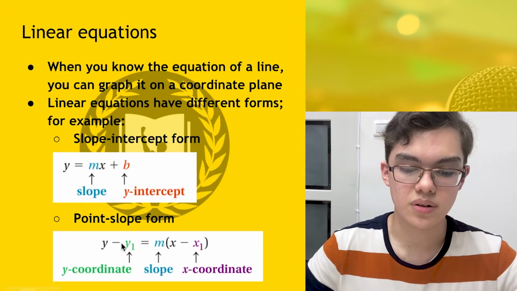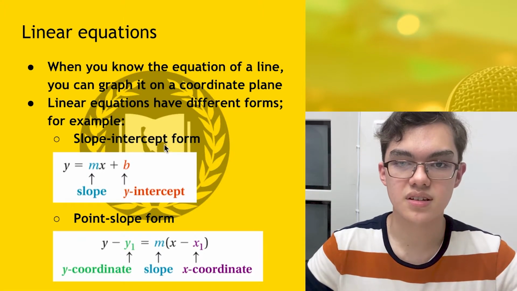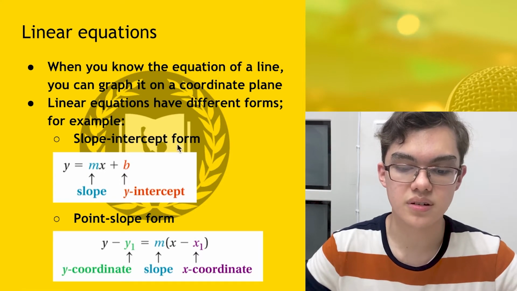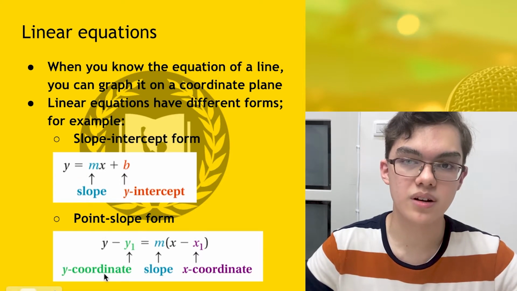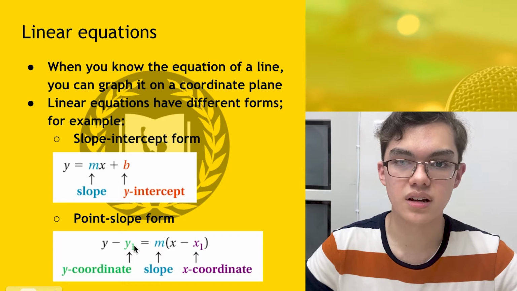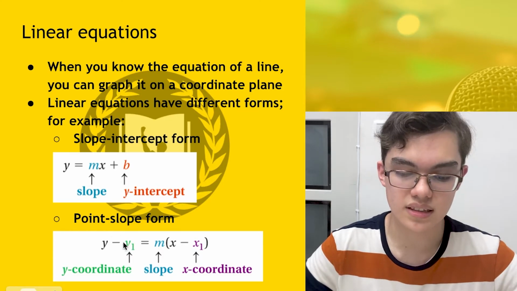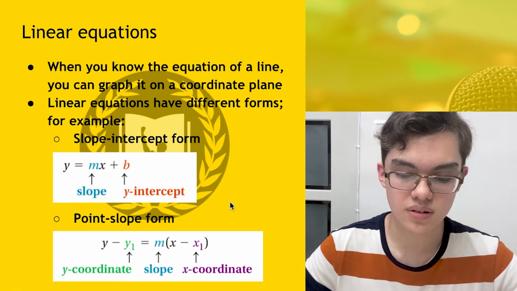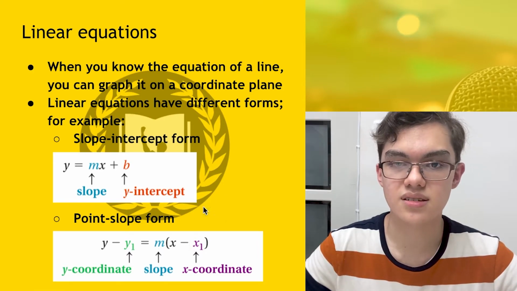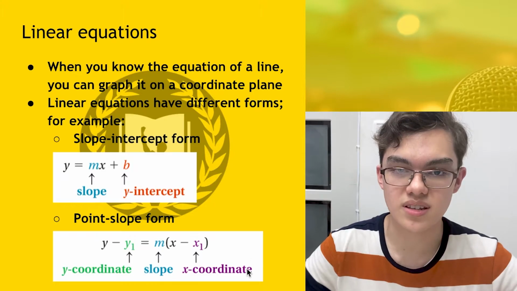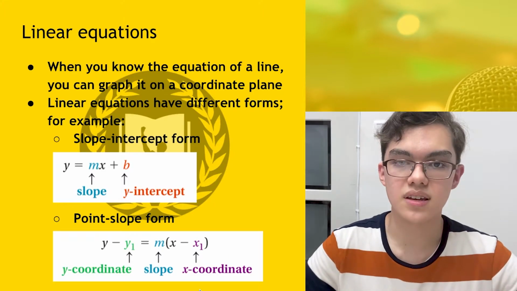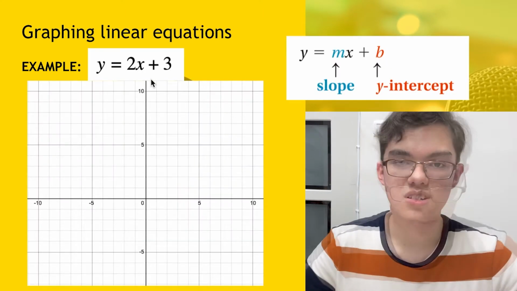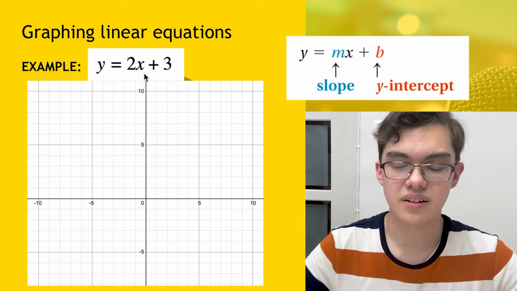So point-slope form, this is going to be when we have a point that the line passes through and the slope. So y minus y1, y1 is going to be the y-coordinate of the coordinate that we have that the line passes through, equals m, that's going to represent our slope, parentheses x minus x1, where x1 is the x-coordinate of the coordinate that the line passes through. So we can graph a line when we have the linear equation of that line.